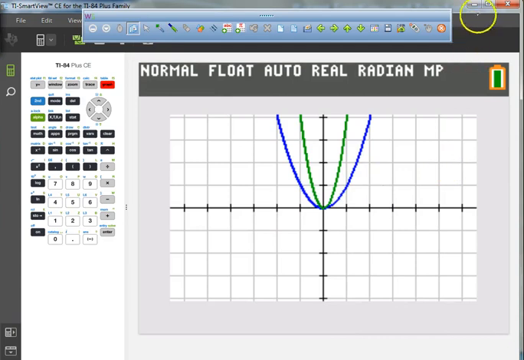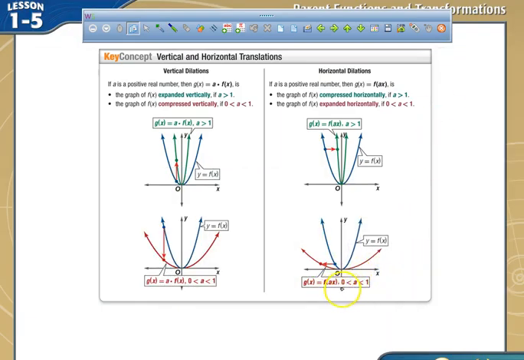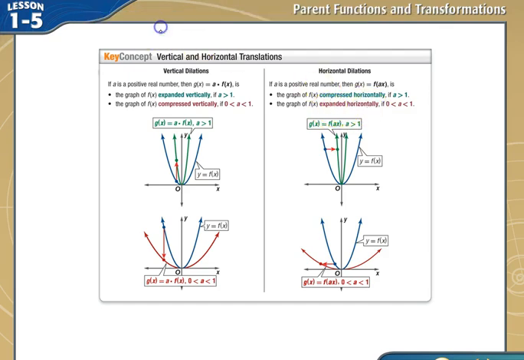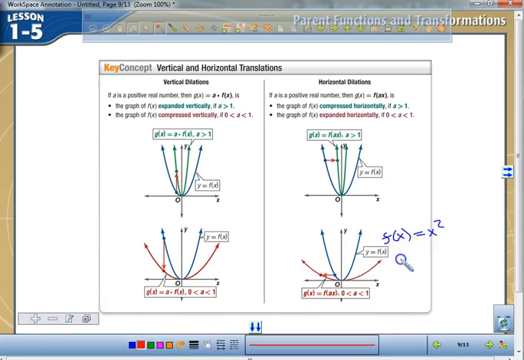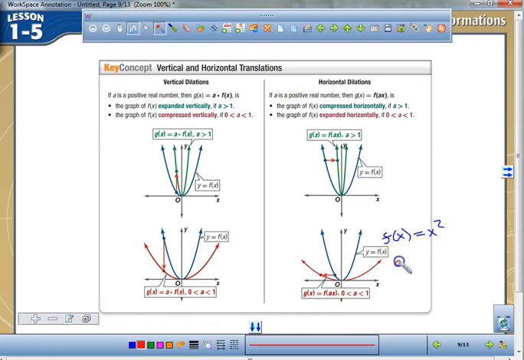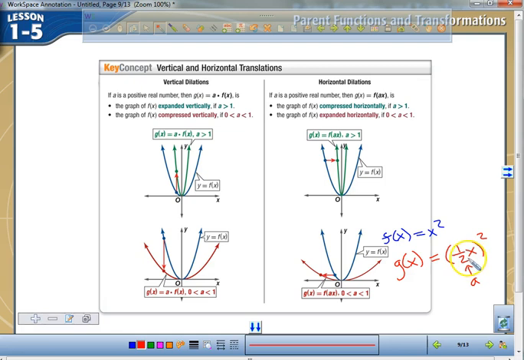All right, final one. This one right here is expanding it horizontally. Expanding means you're going not away from the x-axis, you're going towards the x-axis. So expanded horizontally means you're going towards the x-axis. So if our original function is f of x equals x squared, if we wanted to make it go towards the x-axis, we're going to say g of x equals parentheses a half of x squared. And what's my a value right here? My a value is a half.